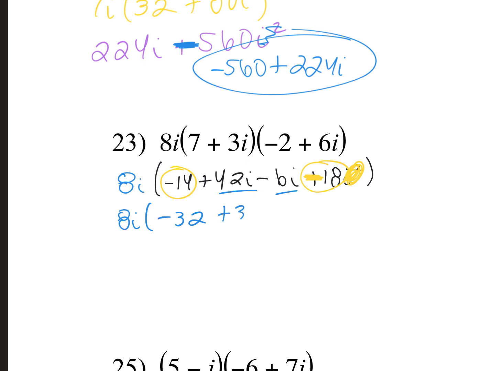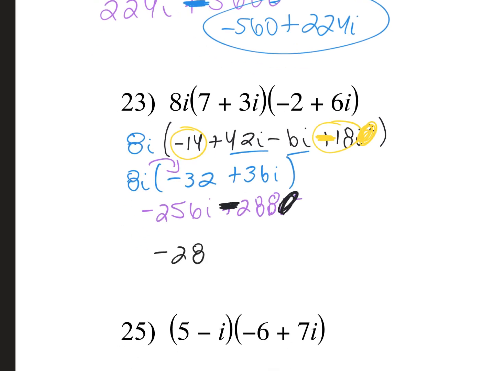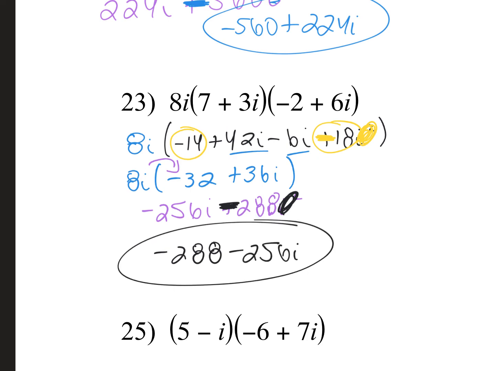Yep, plus 36i. And now what do we do with the 8i? We distribute. So we have 32 times 8. Negative 256i. And then 36 times 8. 288. So plus 288. Whoops, I forgot the 8. i squared. What do I do with i squared? Cross it off. Change the sign. What's my answer? Negative 288 minus 256i. Good.